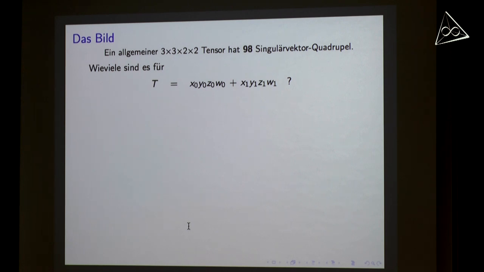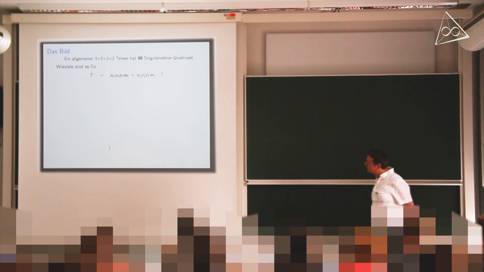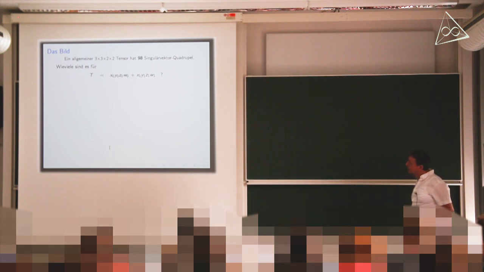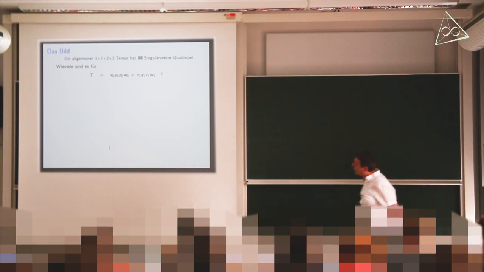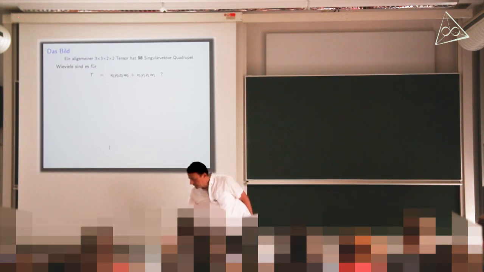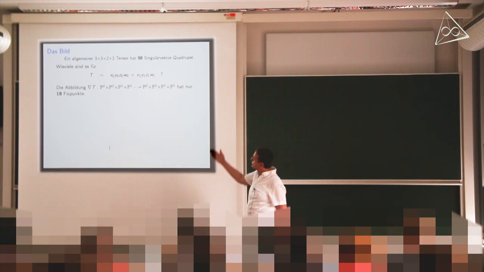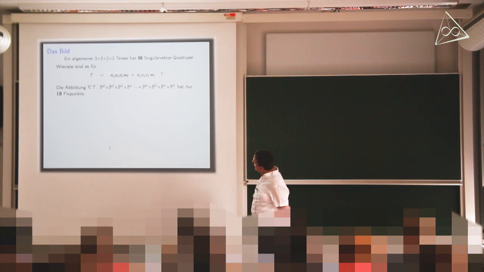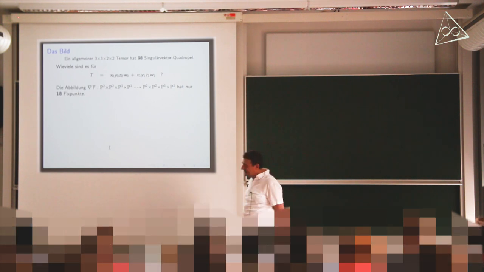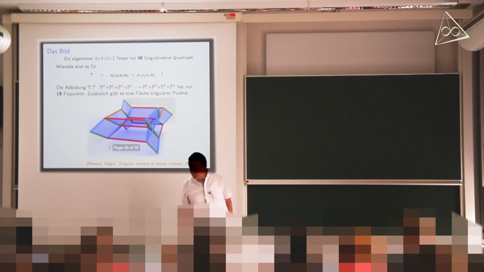So I have four groups of variables: x0, x1, and x2, homogeneous coordinates on P2. Then I have y0, y1, y2. Then I have z0, z1, and finally w0, w1. So this very special multilinear form is a tensor, and we can calculate the gradient vector and then the fixed points. So this has a gradient map that takes this six-dimensional space to itself, but it turns out there are only 18 isolated fixed points. In addition, there's a fixed surface.